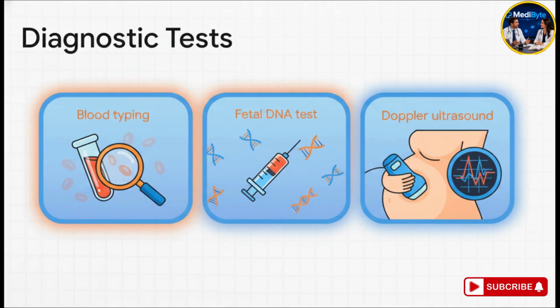Doctors can now use cell-free fetal DNA testing. With just a simple blood draw from the mom as early as 10 to 11 weeks, we can actually detect tiny fragments of the baby's DNA floating in her blood to see if the baby is Rh positive. It's incredible.